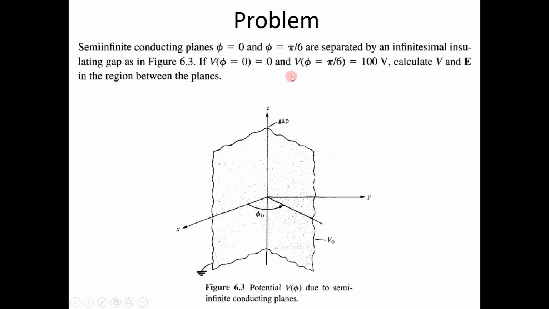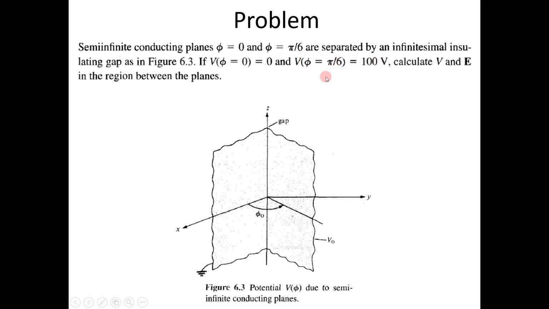So if we proceed the same way as the last problem, first you check for charge density. It's a charge free region. Unless specified, we assume that it's a charge free region. So which equation? Second equation, that is del square V is equal to 0. The next thing is boundary condition. They have directly given when phi is 0, V is 0, and when phi is pi by 6, it is 100 volt.